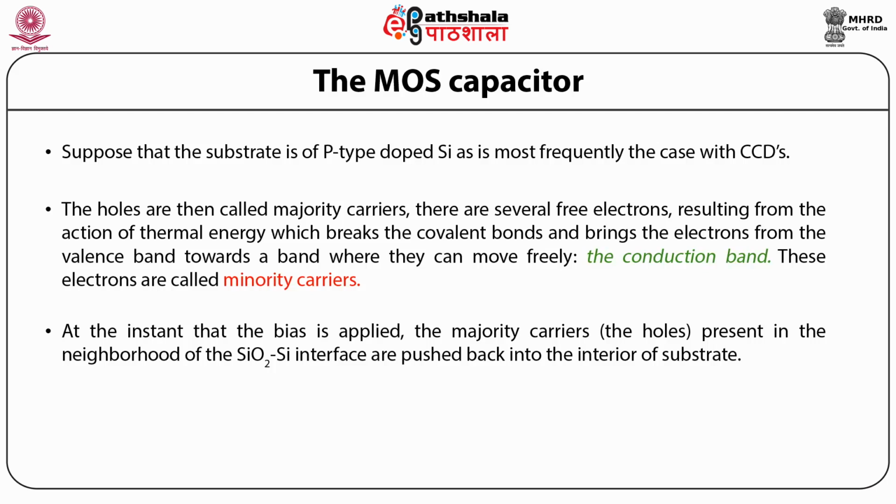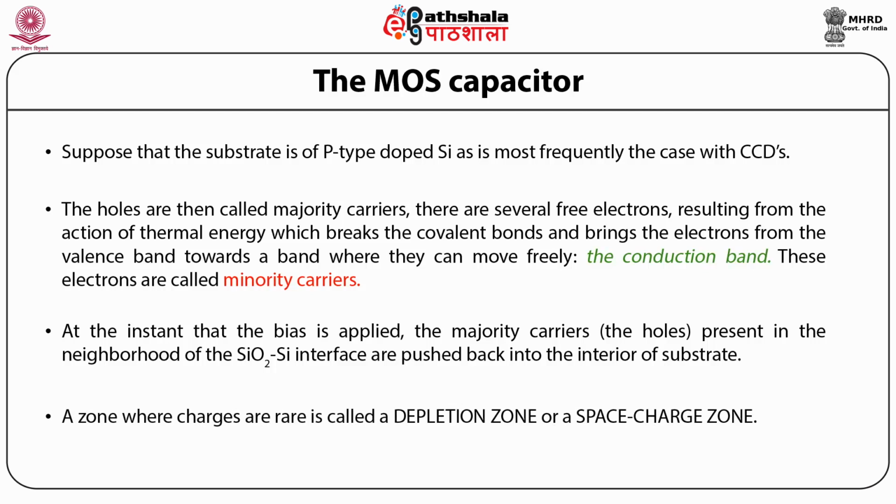At the instant that the bias is applied, the majority carriers, the holes present in the neighborhood of the silicon dioxide interface, are pushed back into the interior of the substrate. A zone that is almost empty of majority carriers is then created in the area of the interface. A zone where charges are rare is called a depletion zone or a space charge zone.